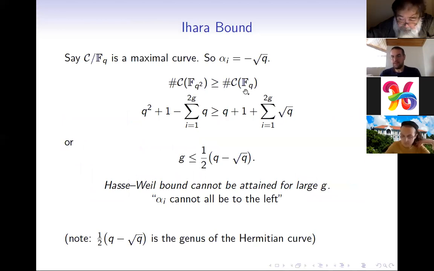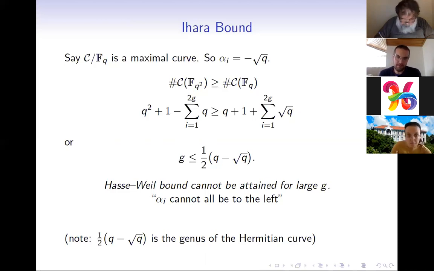So you have this inequality, plug in everything together, and you see that if a curve is to be maximal, then its genus has to be upper bounded by a certain quantity. So in fact, it shows that for large genus curves over a fixed finite field, you cannot hope for the Hasse-Weil bound to be attained anymore, because it would violate the fact that the number of F_{q^2} rational points is larger than the number of F_q rational points.